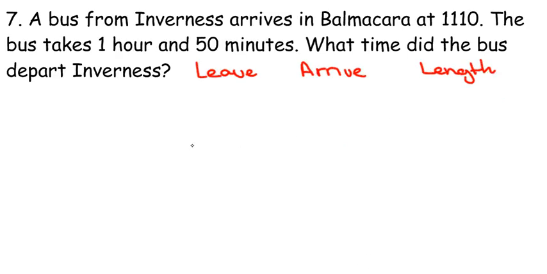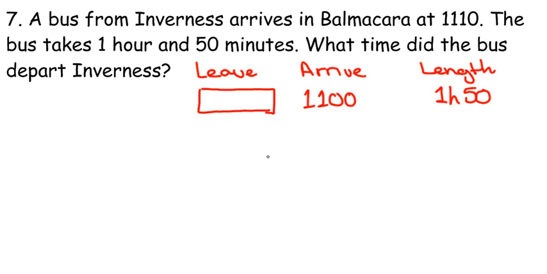Okay, here's the last question. Slightly different, and I've done a bit of a bloop here moment. Here's one I made earlier. I've made my little table. So we have a bus from Inverness that arrives in Balmacara at 11:10. We know that it arrives at 10 minutes past 11, and we know that it takes 1 hour and 50 minutes. This time, kind of the opposite of what we had before, is when did it leave?